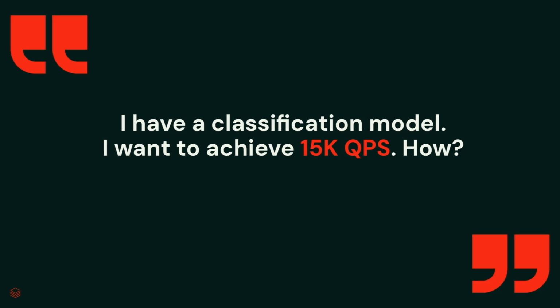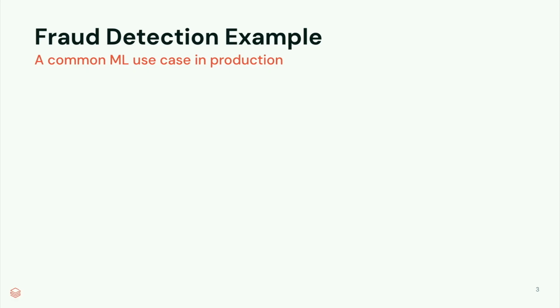Cool. Thanks, Yuzheng. That's a great question. How do we achieve 15K QPS? I will take an example to demonstrate how we achieve this goal. We have a very typical but very normal use case in production. Let's imagine I'm a fintech company and I'm a client of Databricks. I'm asked to solve this fraud detection problem.